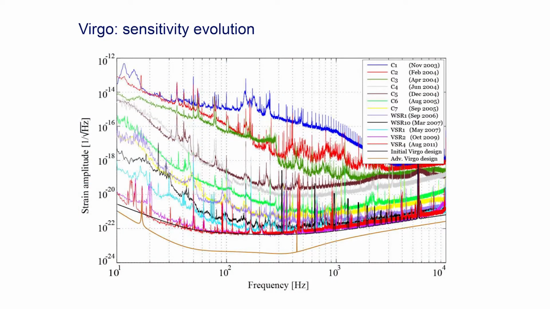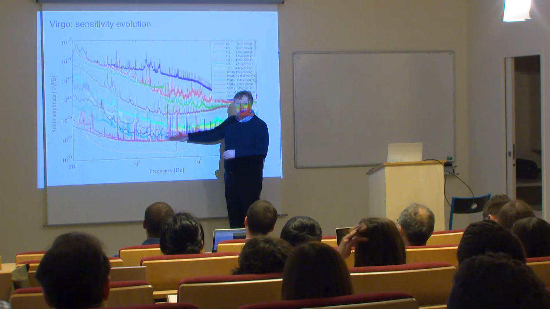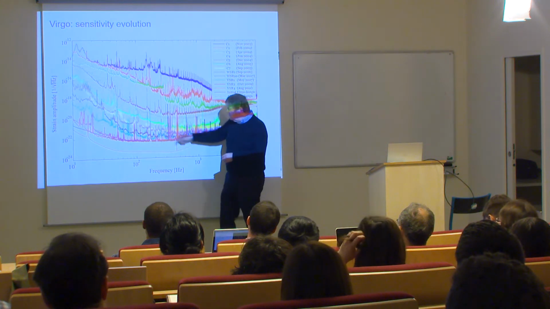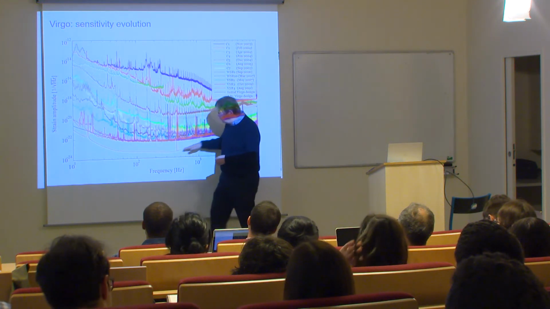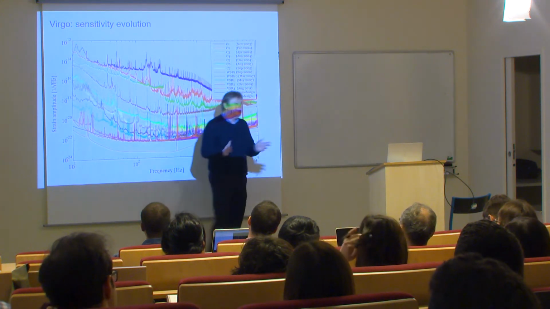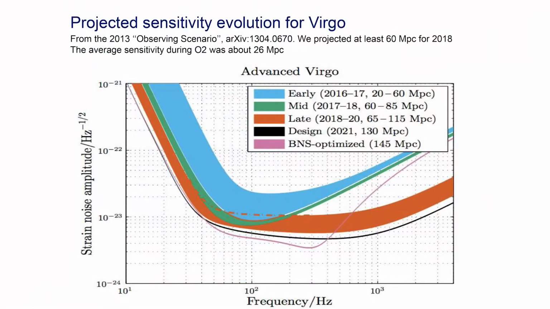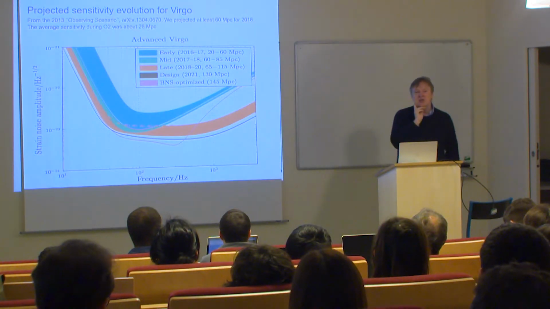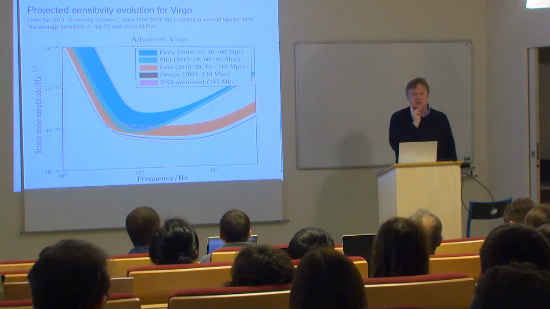Over the years, this is the progress that was made in getting the sensitivity to a design value. And we're right now trying to reach this curve over here. We are about halfway at the moment. For 2017, the idea was that we would be somewhere between 20 and 60 megaparsec. What we had on average in the run in 2017 was 26 megaparsec.